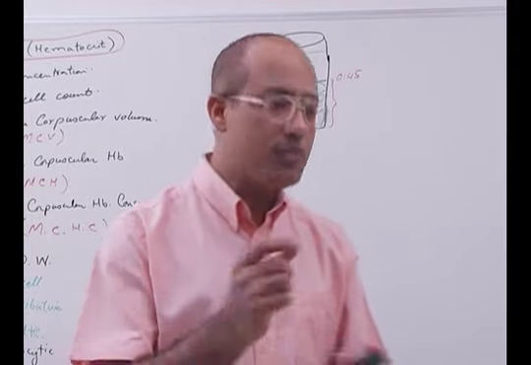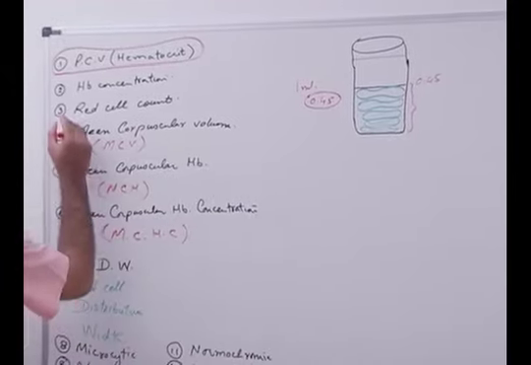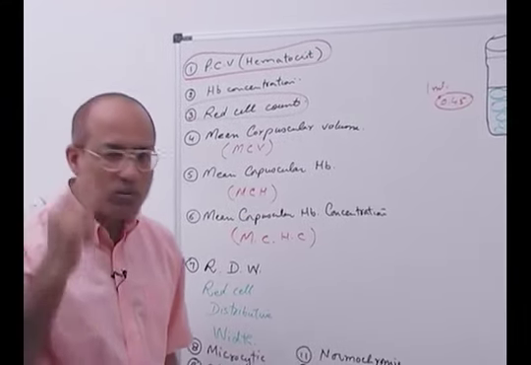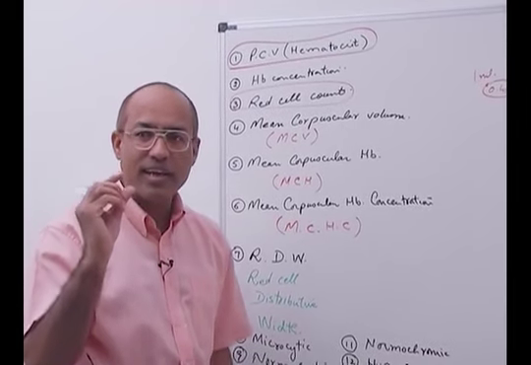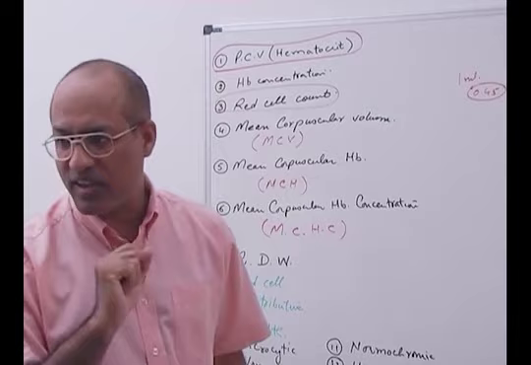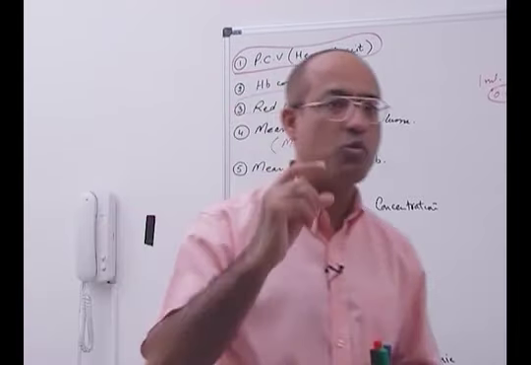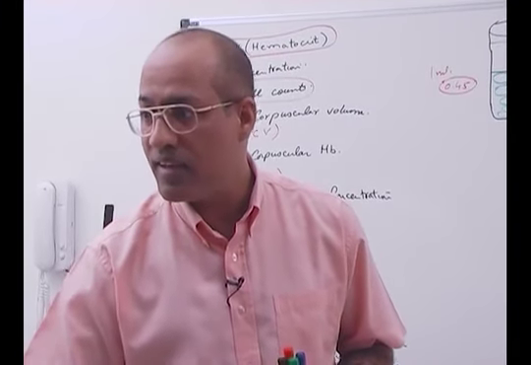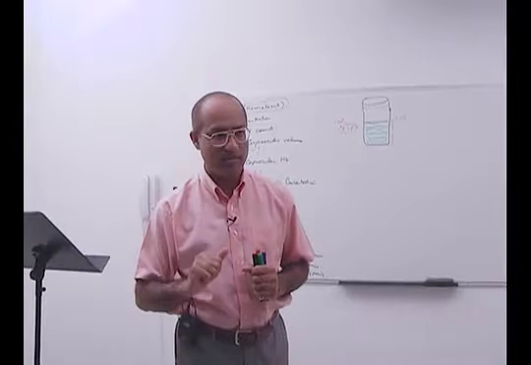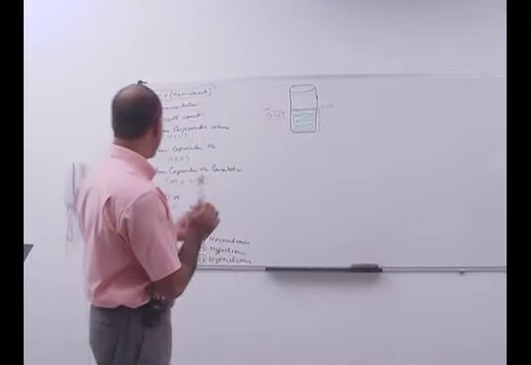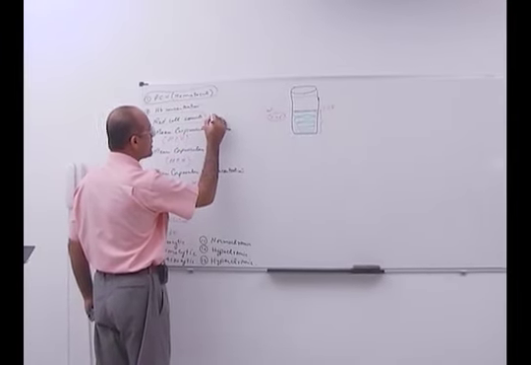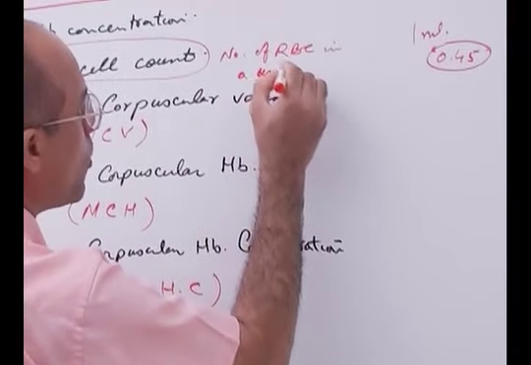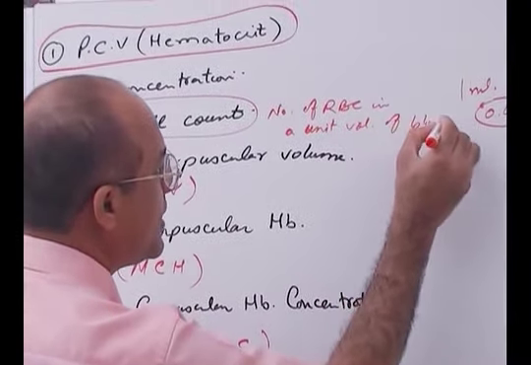So, when we are talking about red cell count, what are we trying to talk about? We are talking about, in a given volume, what is the number of red blood cells, and we just discussed that in a healthy person in 1 ml of the blood, there are approximately 5 million red blood cells. So, in a way, red cell count is the number of red blood cells in a unit volume of blood. Is that right?